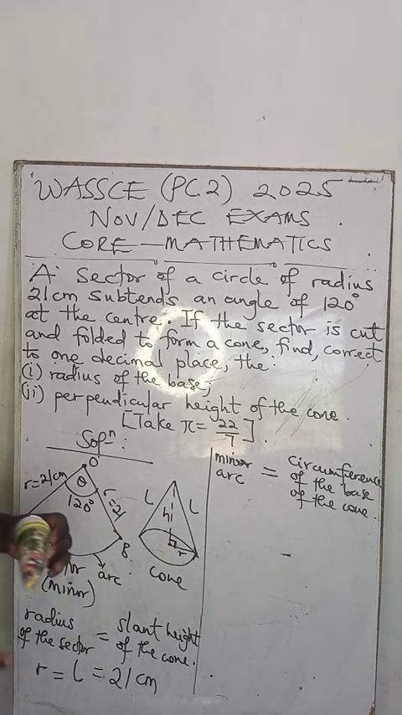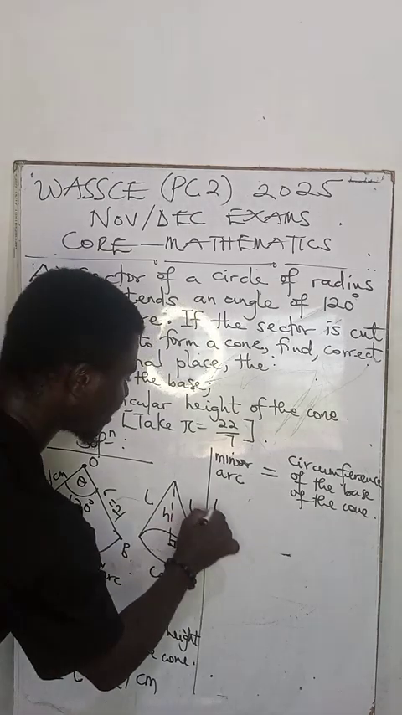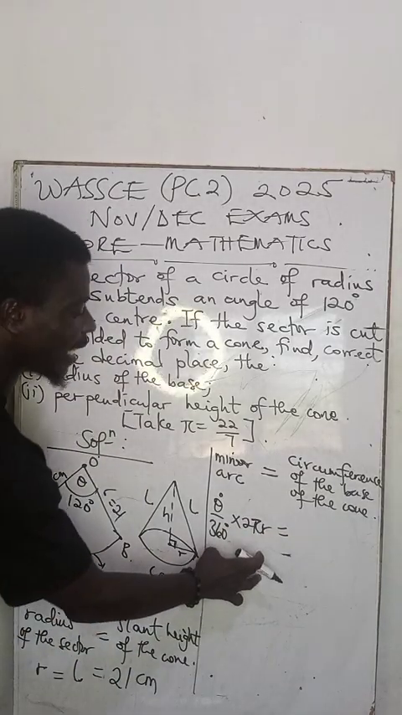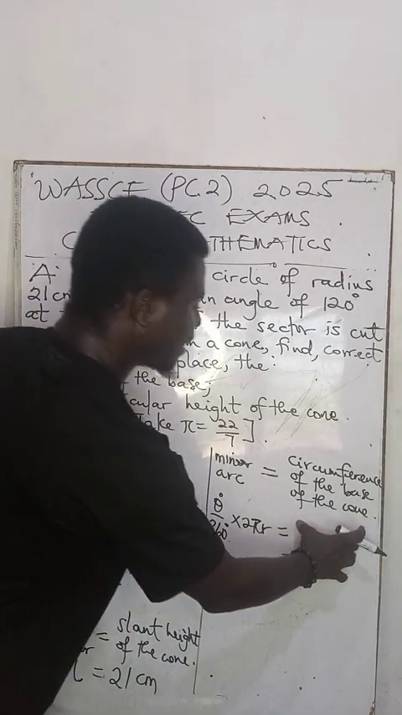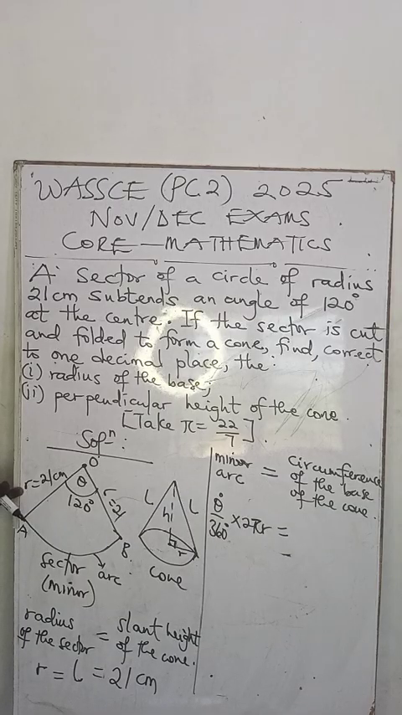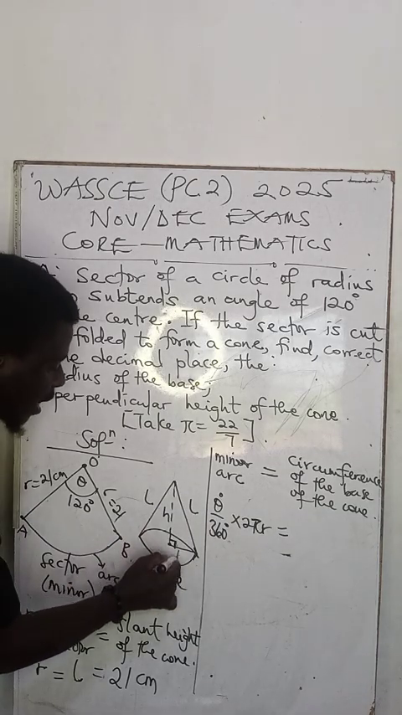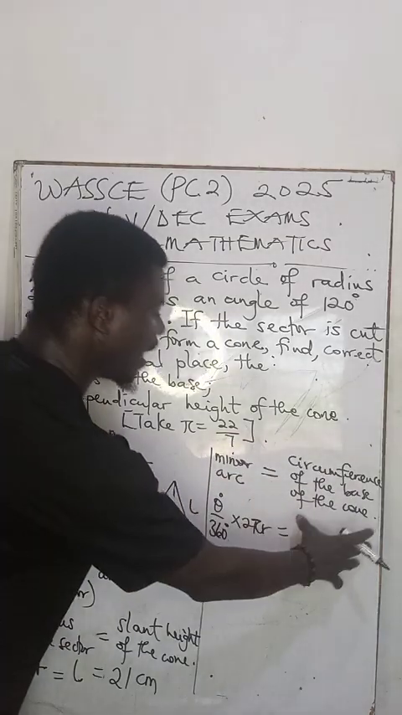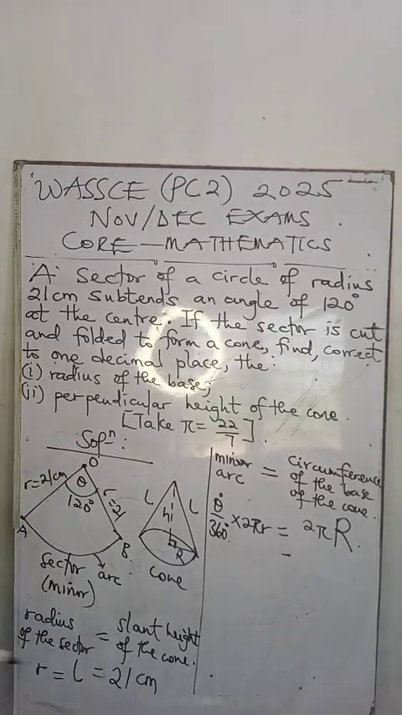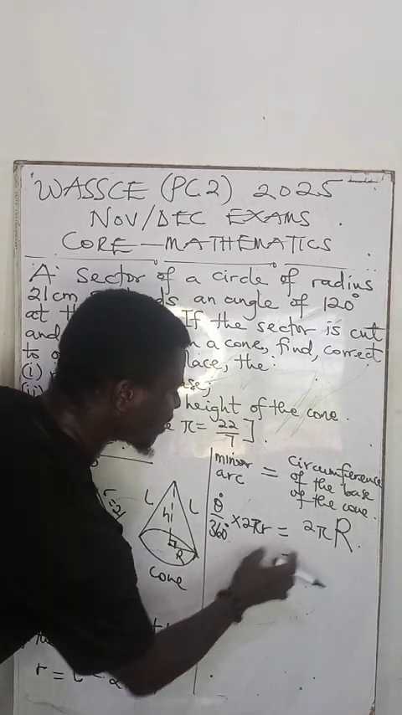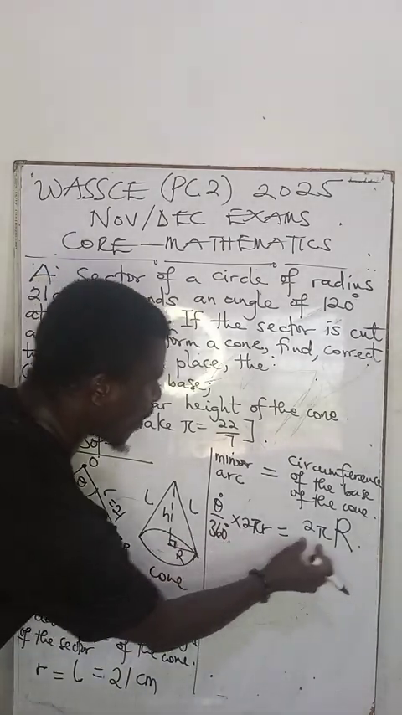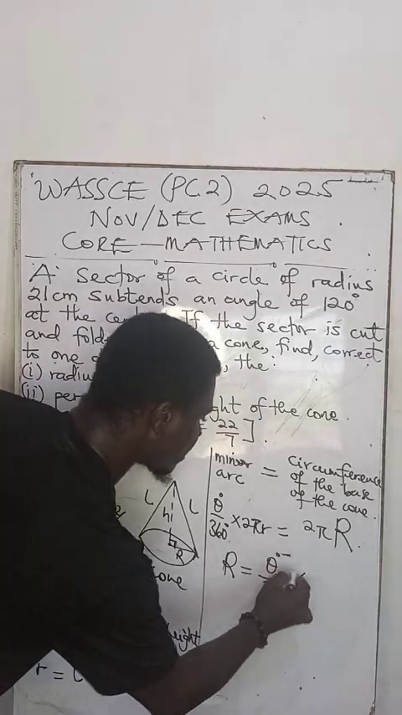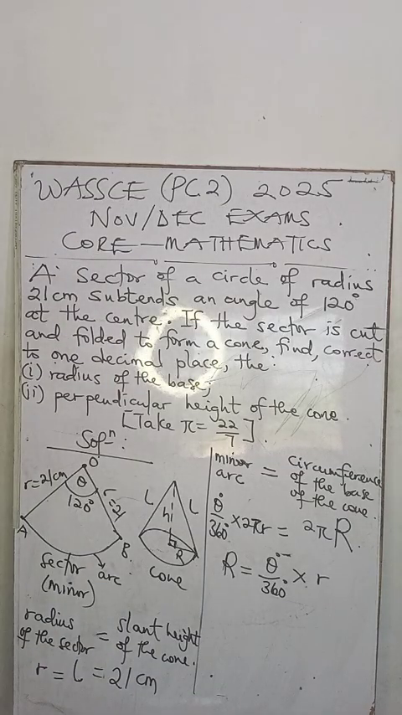The minor arc. How do we find the length of the minor arc? This is just theta degrees over 360 degrees times the circumference of the circle, which is 2 pi r. This is the length of the minor arc, which is for the sector. Now let's see the circumference of the base of the cone. Let's use small r for the sector, and capital R for the base radius of the cone. So the circumference of the base of the cone is 2 pi capital R. When we divide both sides by 2 pi, the 2 pi and 2 pi go away. Then we get capital R equal to theta over 360 degrees times small r. This is the deduction we've made here.